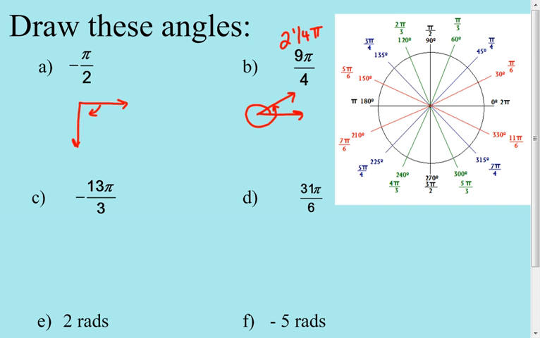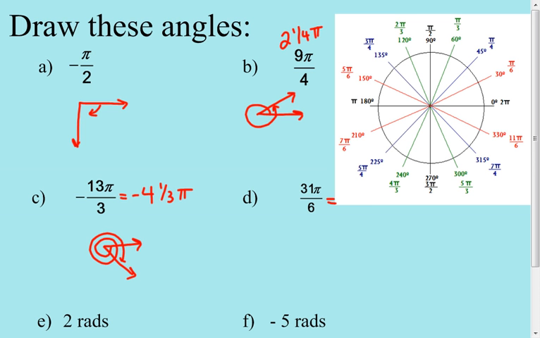Negative 13 pi over 3 is also not a number that you see on your unit circle, so you'll think of that as a mixed number. So that's negative 4 and 1/3 pi. So you'll start right here. It's negative, so you'll go 1 pi, 2 pi, 3 pi, 4 pi, and an extra third of a pi is going to put you right about there. Okay?